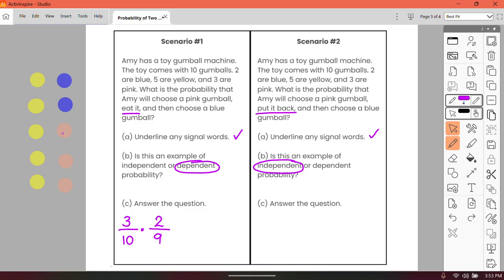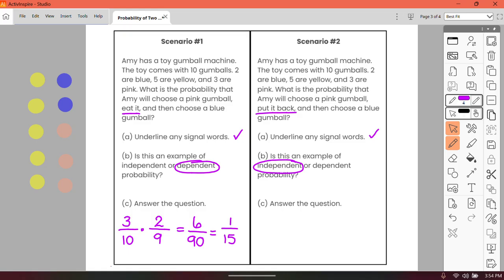that are pink. But then she eats that gumball. It's gone now. So now the chance of getting blue is 2, because there are 2 blues, out of 9, because there are only 9 gumballs left. All right. Then we multiply straight across and we get 6 over 90. And that can be simplified to 1 over 15. And I will show you how we simplify in just a minute.